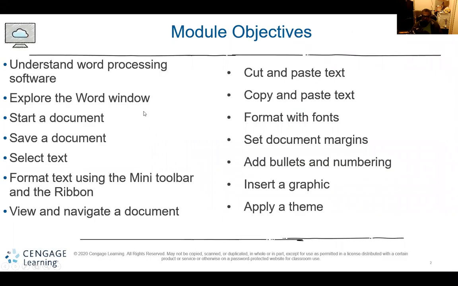Understand word processing software, explore the Word window, start a document, save a document, select text, format text using Mini Toolbar and Ribbon, view and navigate a document, cut and paste text, copy and paste text, format with fonts, set document margins, add bullets and numbering, insert a graphic, and apply a theme. Wow, that's a lot. Let's go ahead and get started.